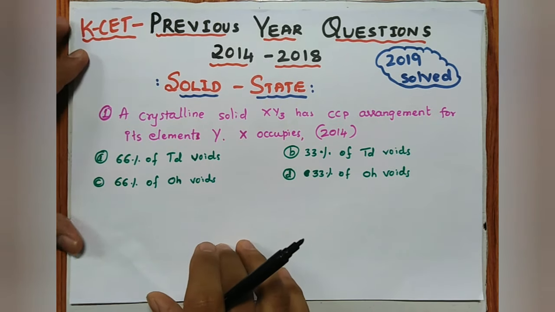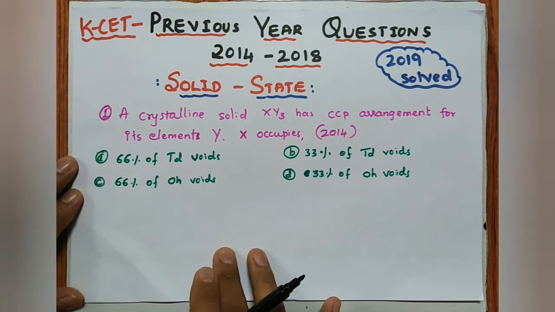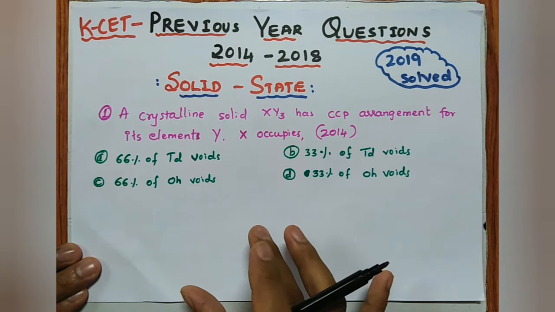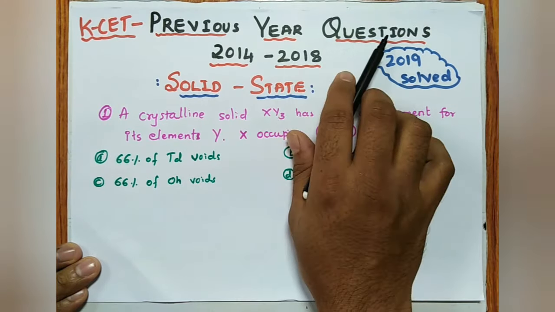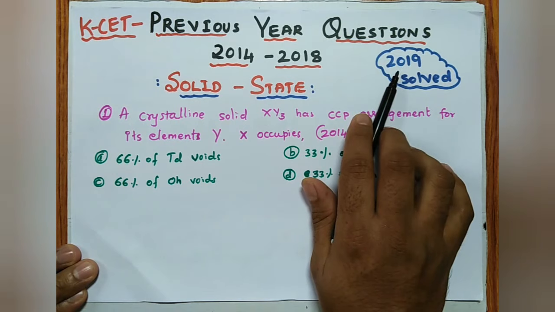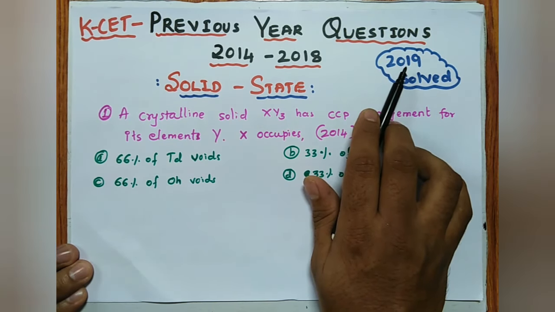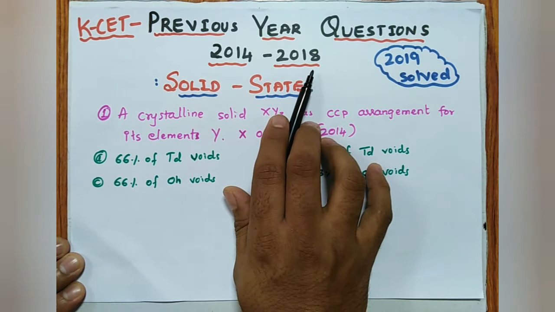As I have already discussed the plan, in that timetable, solid state is the first chapter. Whether you follow that timetable or not, on that day I am going to solve previous year questions of that chapter from 2014 to 2018. I am not solving 2019 because I have already solved the 2019 paper in detail, and you can see the link in the description. So I have taken KCET previous year questions from 2014 to 2018.